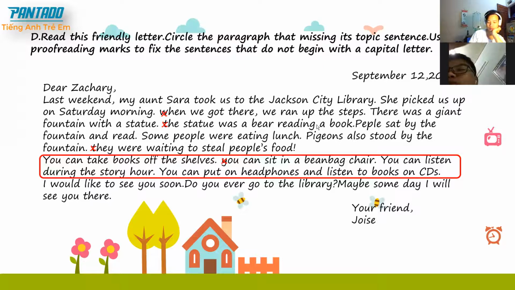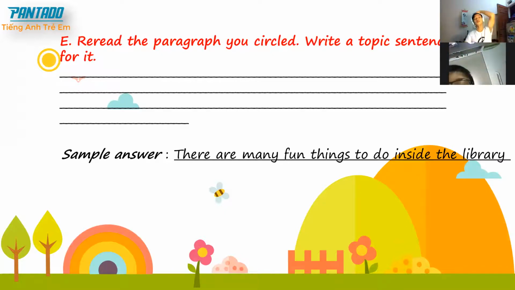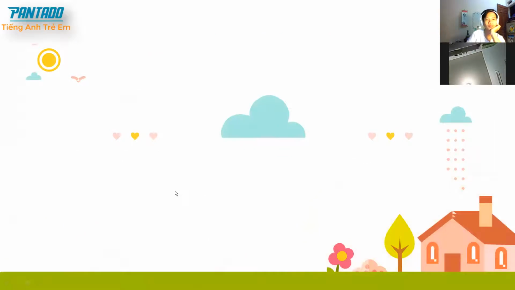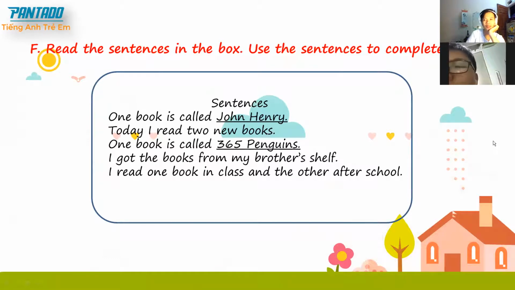Okay, finished. Now the topic sentence is, you can do a lot of interesting things in the library. The sample answer is, there are many fun things to do inside the library. So you said you can do a lot of interesting things in the library. Okay, that's good. All right. Now let's read the sentences in the box. Use the sentences to complete the web, okay?